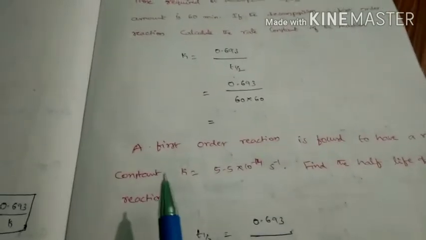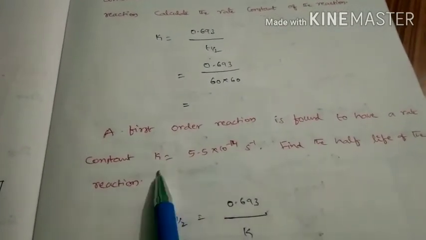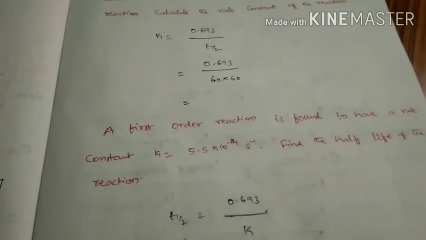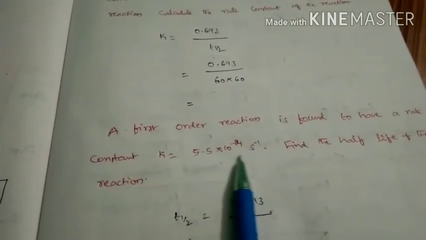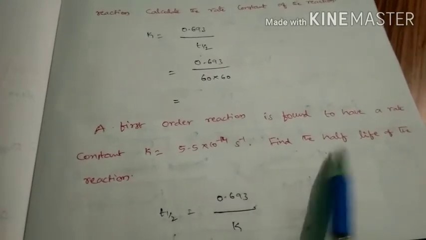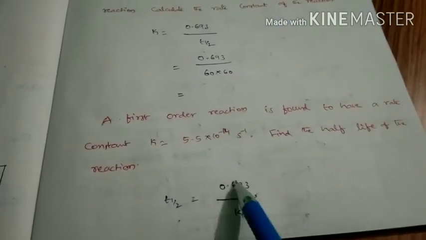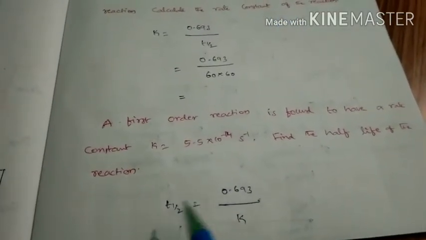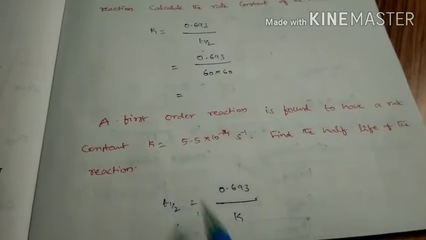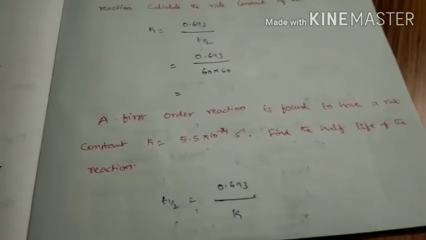Then one more problem is there: a first order reaction is found to have a rate constant. That means K is given for a first order reaction. We have to find the half life, that means T half, just like this one. If you get the idea of half life of first order reaction, then we can solve the problem. Next, one more model is there.